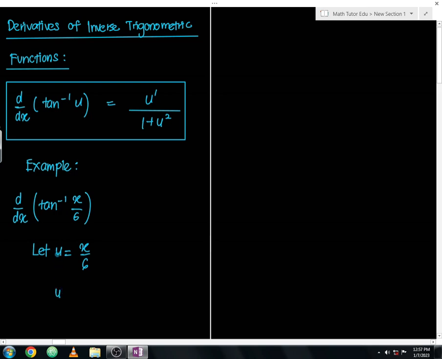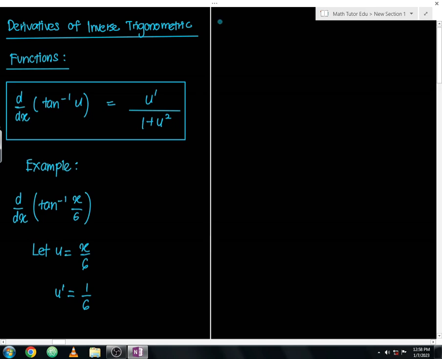So when you differentiate u, you get u prime, which equals the derivative of x over 6. x over 6 is actually 1 over 6 times x, so when you differentiate, you're only left with 1 over 6. So u prime is equal to 1 over 6. We already have u and u prime, which are x over 6 and 1 over 6 respectively, so we can substitute these values into the formula.